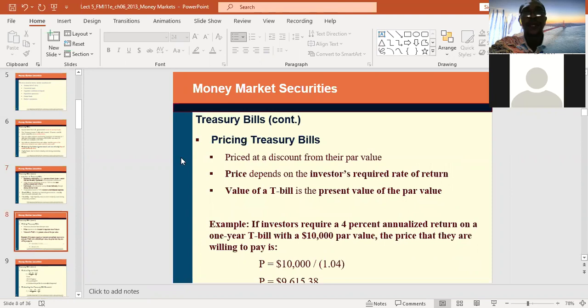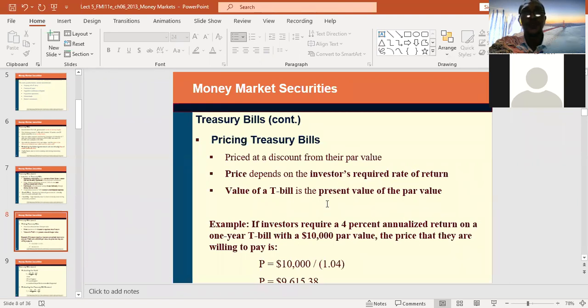So in terms of the pricing, how the money market securities, particularly Treasury bills, are priced, it is priced at a discount sometimes, meaning that it can be sold cheaply. It can also be sold at a premium. Premium means expensive, and at a discount means cheaper. So this price of Treasury bills depends on the investor's required rate of return. The required rate of return will also affect the price of the bond.